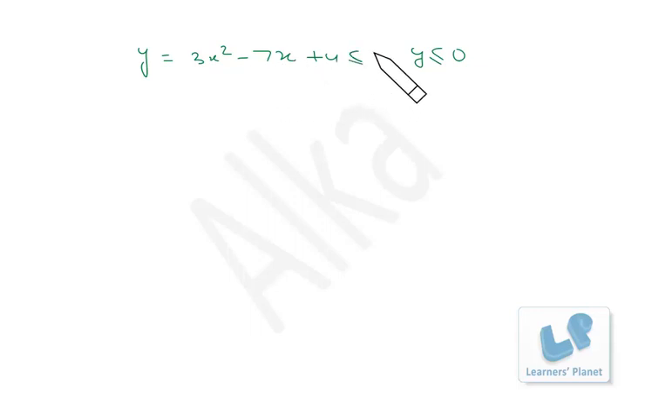Now suppose I have one question, y is equal to 3x square minus 7x plus 4, and I want y to be less than equal to 0. Right? So I have to find out the favorable values of x for which y is less than equal to 0. That means 3x square minus 7x plus 4 has to be less than equal to 0. Okay, so I can just factorize this. So 3x square minus 3x minus 4x plus 4, it should be less than 0. So here 3x minus 4.